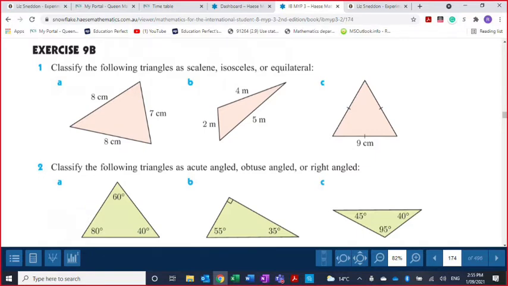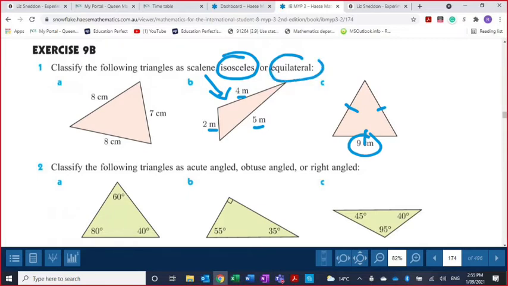So, here we are in exercise 9b: classify the following triangles as scalene, isosceles, or equilateral. Now remember, scalene, isosceles, or equilateral have to do with the measurements of the sides. So for example, this first one, notice that this side is 8, and that side is 8, and that side is 7. So it has 2 equal sides, and 2 equal sides means that it would be isosceles. Here we have 3 different measures, therefore that one would be scalene. Here we only have 1 measure, but remember those little lines on the sides mean that they're all the same, which would make that equilateral.